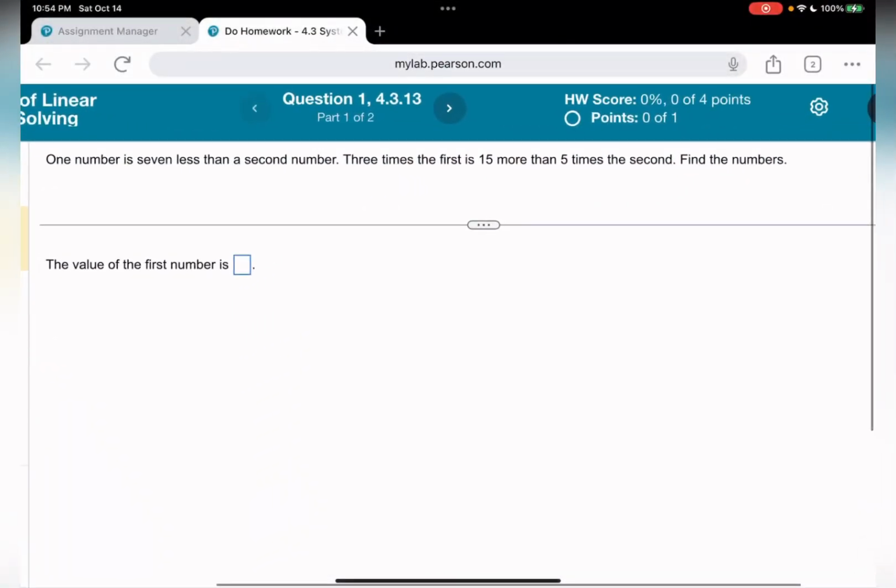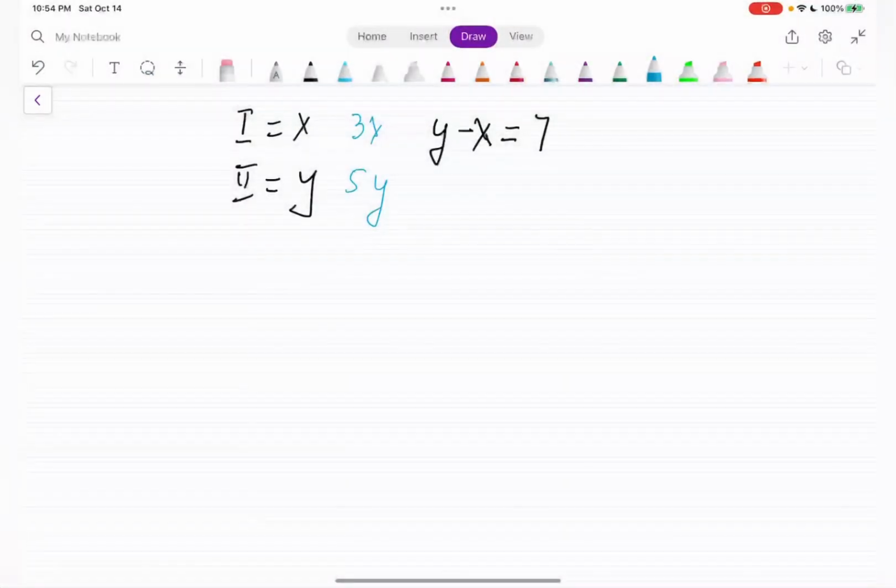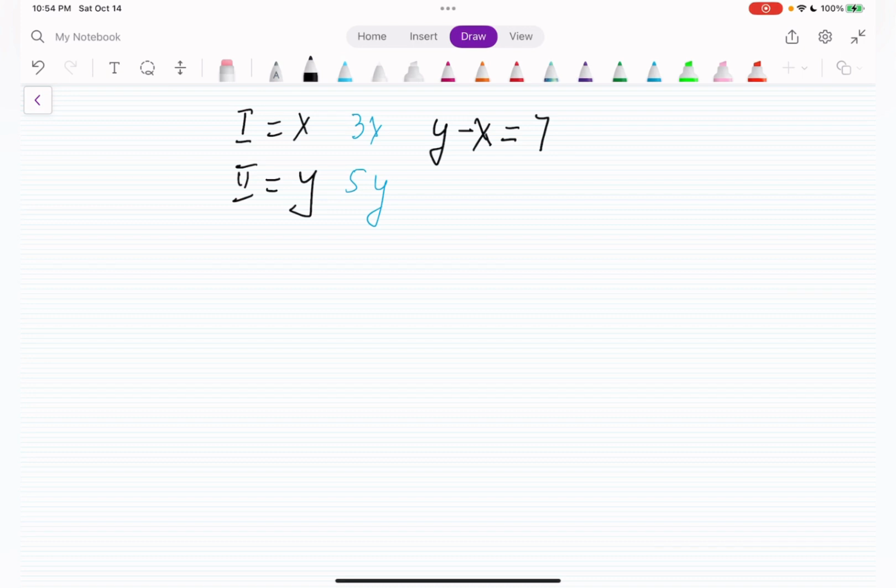3 times the first one is 15 more than 5 times the second one, which means it's going to be 3 times the first one minus the second one is equal to 15. Okay, let's solve it.